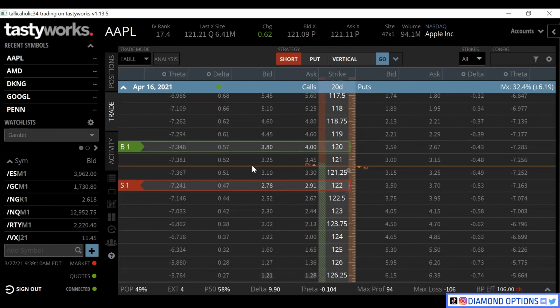And once you get the hang of these, then you're going to have an easier time getting into larger strategies. So again, you're just buying a call and then selling a further out of the money call, buying a put, selling a further out of the money put, and that's all a vertical debit spread is.